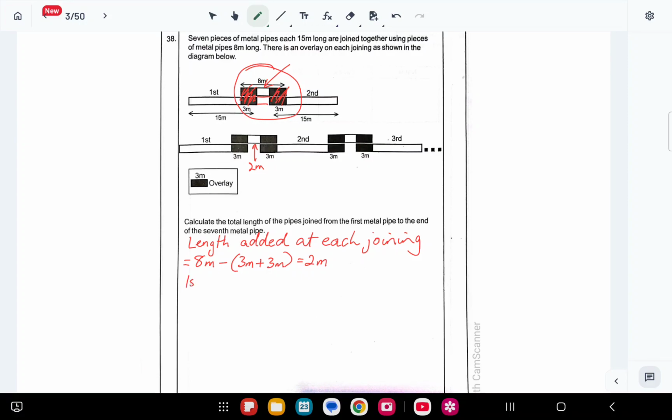From the first to the 7th pipe, that equals 6 areas joined. So that means again 6 of these pieces here between the first and the 7th. So let's calculate the total length of added pieces.